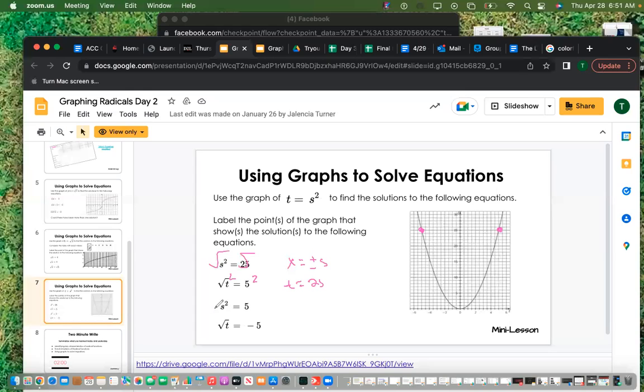Give me 1 second. All right, if I took the square root of both sides on this, I would get s equals the square root of 5, and that's going to be positive and negative. The square root of 5 is roughly 2 point something, so it's going to be right in here and right in there. And this one, if I square both sides, I'm going to get t equals 25. And those are going to be a little bit off the graph. Moving on to that last slide.